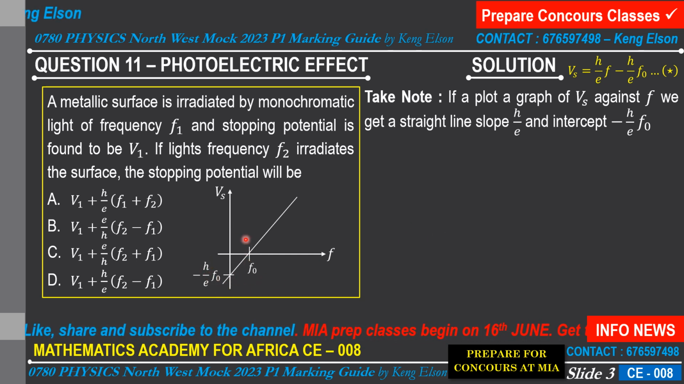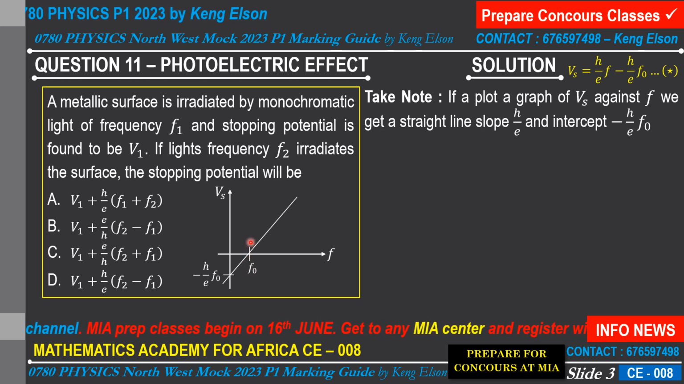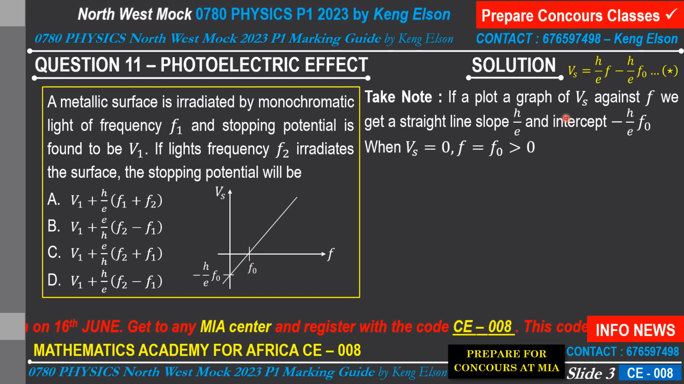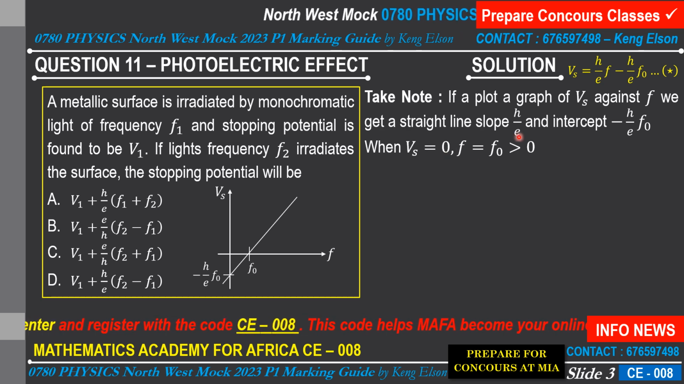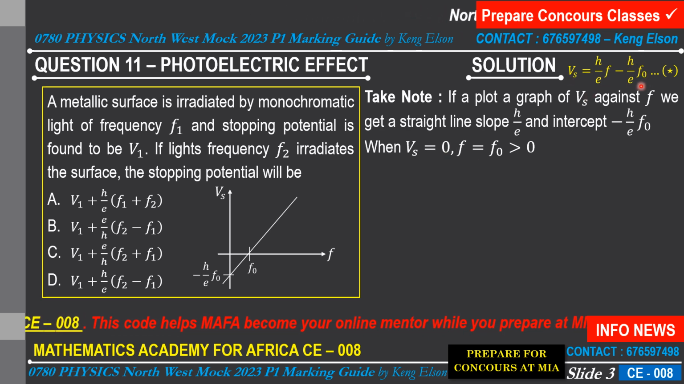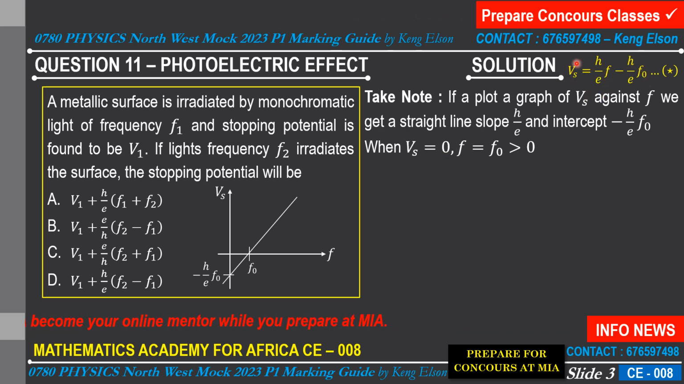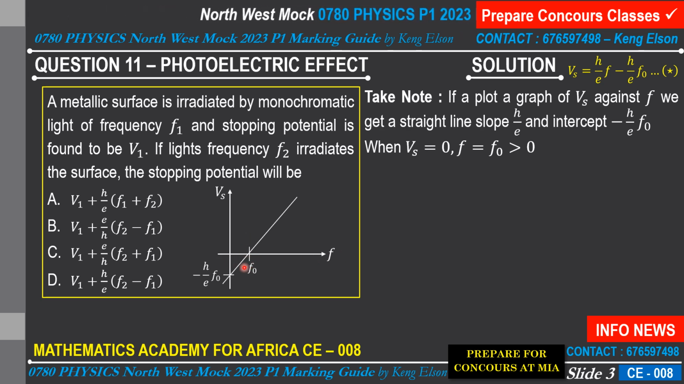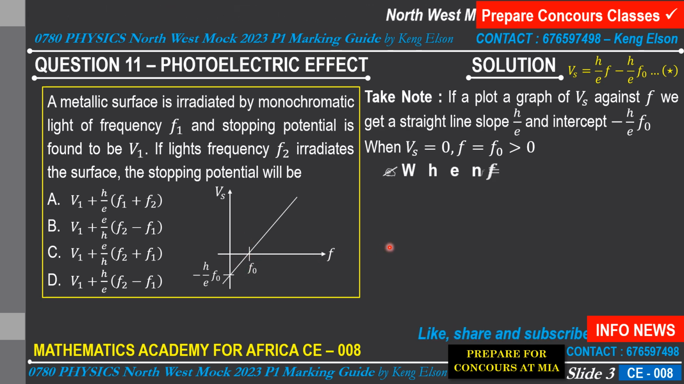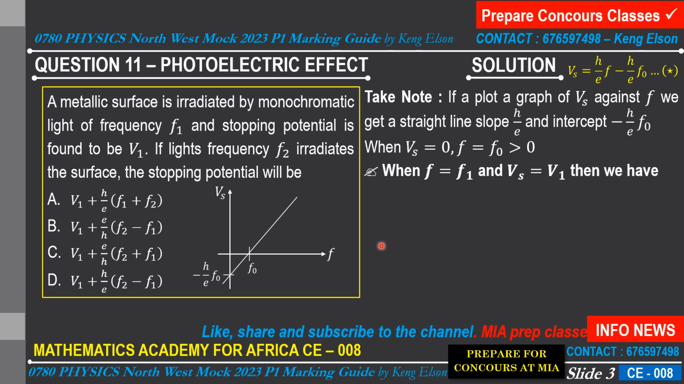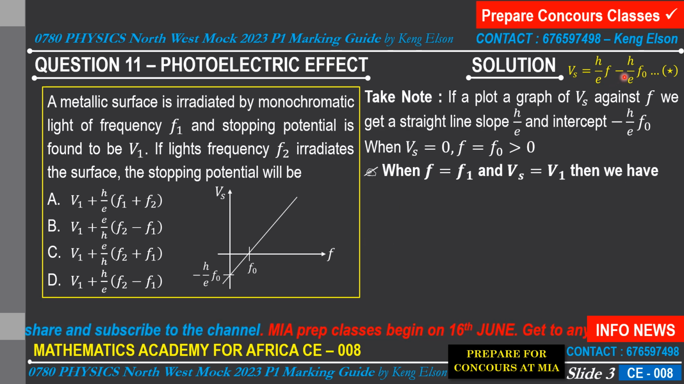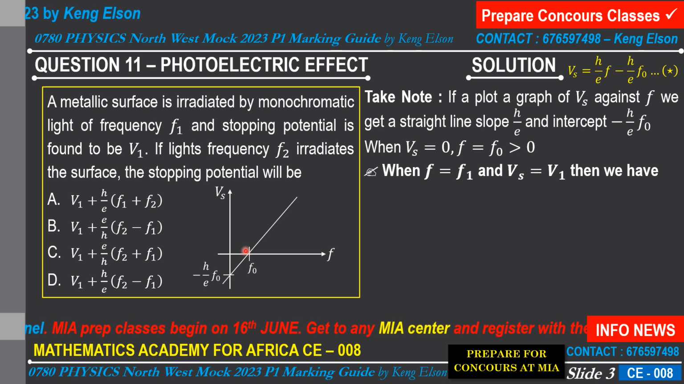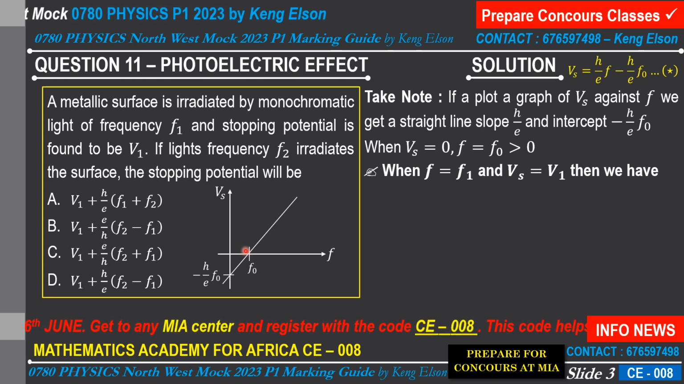Now, how do I get F0? This F0 is the threshold frequency, and it is gotten when my stopping potential is equal to 0. If Vs is equal to 0, your F will just be equal to F0, and frequency is positive. That is why it is intersecting the frequency axis at the point F0. So that was just to throw more light on that equation and maybe help you in other questions of paper 1 or even data analysis of paper 2.